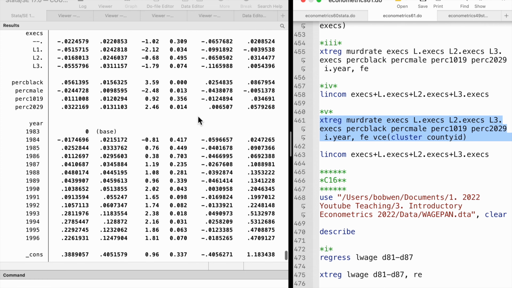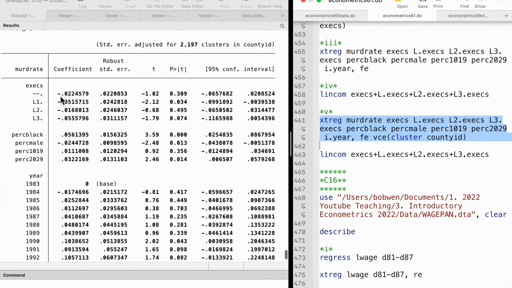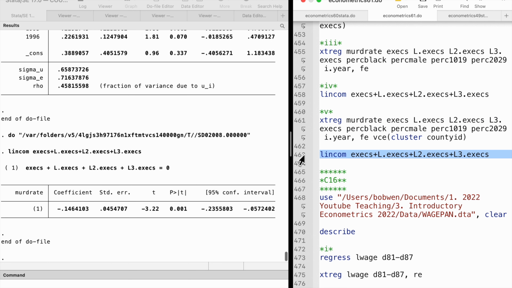The first lag of execution becomes statistically significant at the 5% level, and the third lag becomes significant at the 10% level. The long-run propensity of executions becomes more significant now, with a t-statistic of minus 3.22. It is statistically significant at the 1% level.